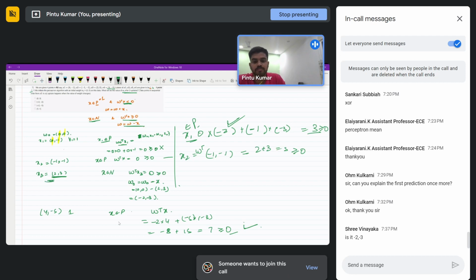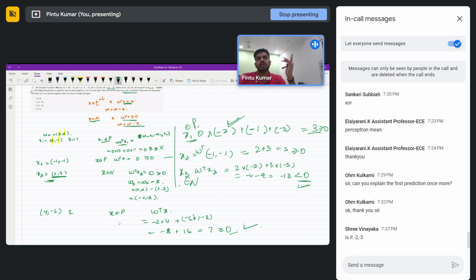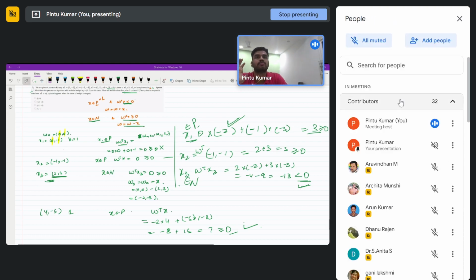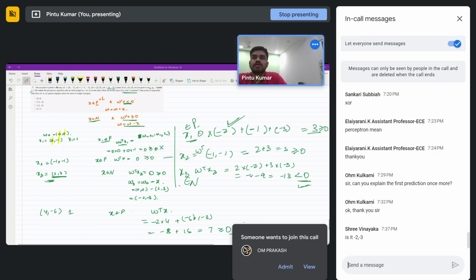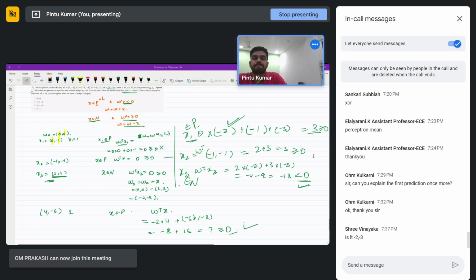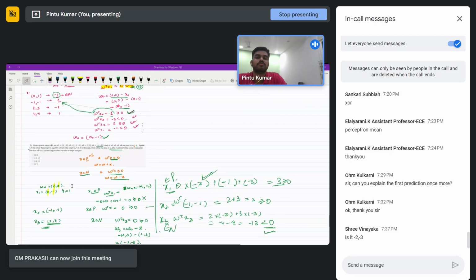Now for x3, we have W transpose x3 as 2 into -2 plus 3 into -3. This is -4 minus 9, that is -13, which is strictly less than 0. Because my x3 was a negative point and the value I obtained is less than 0, I need not do anything here also. So after only one update we converged, because we are making correct predictions on all the data points available to us. Whoever asked about convergence, this is what convergence means with the help of an example. So this is how the perceptron algorithm works.